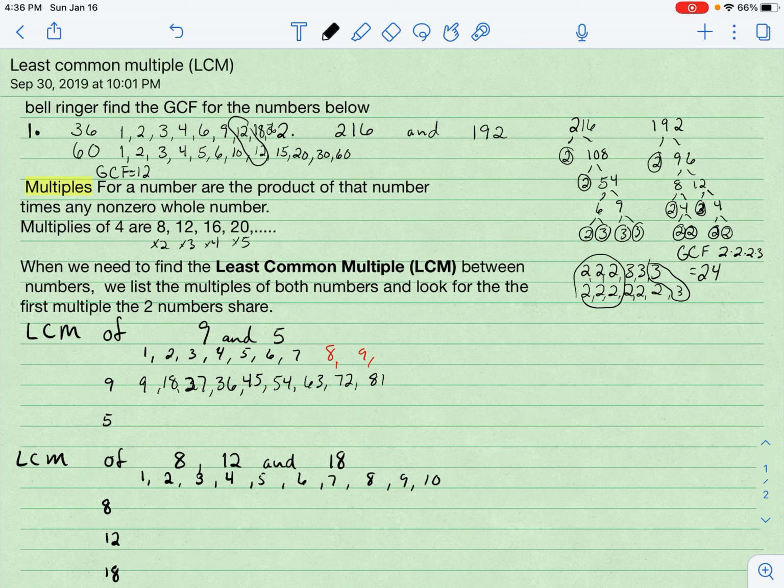Okay, so I listed these out. You might not have to go this far. The main thing is, if it's by 5, you know that anything that ends in 5 is a multiple of 5. So we really only need to carry this out to 45, but that's 5 times 9. So this would be 5, 10, 15, 20, 25, 30, 35, 40, 45. So 45 is the least common multiple these two numbers share.